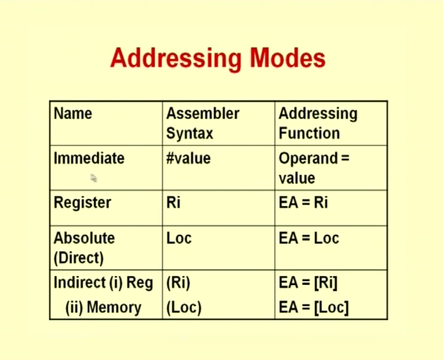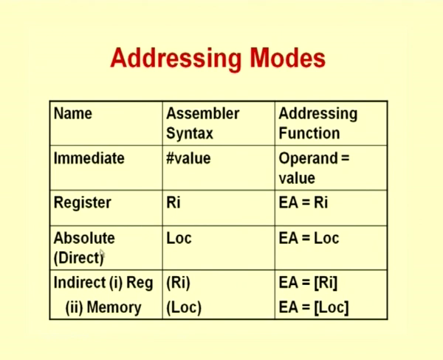We have what is called the immediate addressing mode, which is normally indicated by hash and a value. The meaning of this is that the actual value is specified as the operand. So, the operand is equal to the value which is specified in the instruction. Then we have the register addressing mode, specified as Ri. The effective address here is Ri, which means whichever register is specified, the contents are taken from that register.